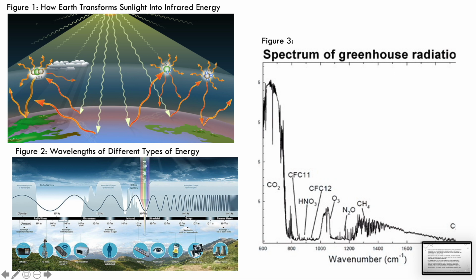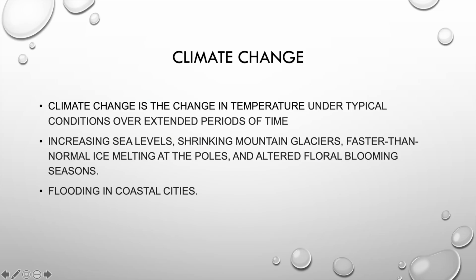Figure 3 shows the spectrum of greenhouse radiation. By measuring the wavelength of infrared radiation that reaches the surface, scientists know that carbon dioxide, ozone, and methane are significantly contributing to rising global temperatures. All of this is what causes climate change.